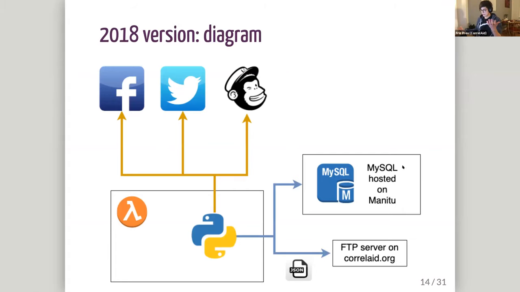So what is different? I exchanged the database for a proper SQL database, which is more appropriate to the data anyway. But more importantly, the Raspberry Pi was gone. So sad, Raspberry Pi. And instead I now used something called AWS Lambda and Python. But the structure is still the same, right? So there's a new robot in town, but I still get the data from the services and I still write it out somewhere.